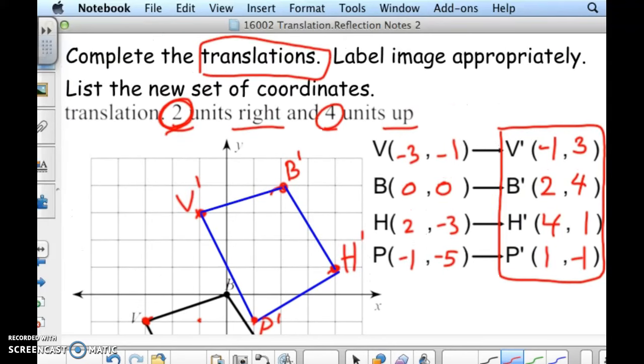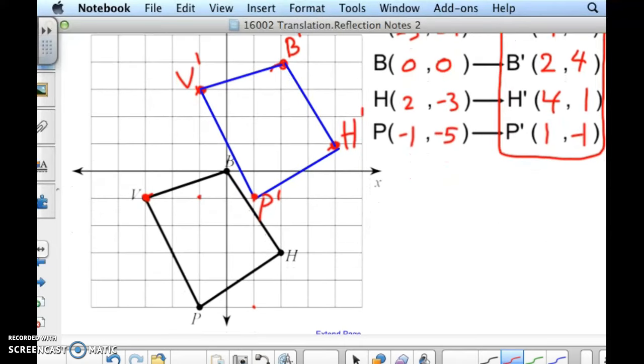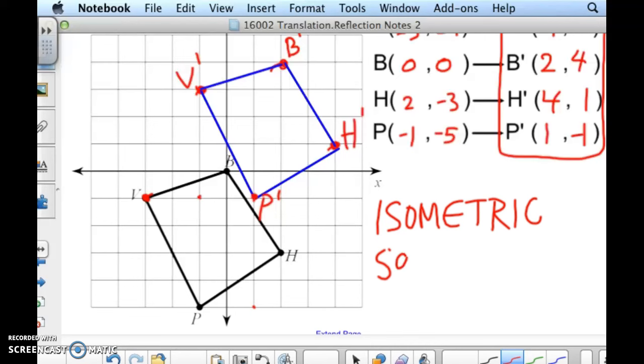So what I've done here is I've completed the translation, I labeled the image appropriately, I added my primes, and I listed my new set of coordinates. Also, what I want to recognize here is that these two shapes are isometric. They are the same size and the same shape.